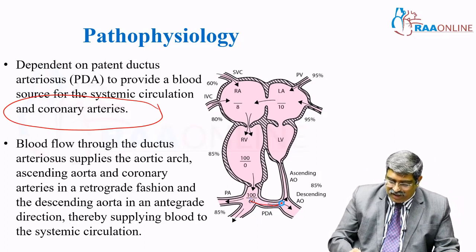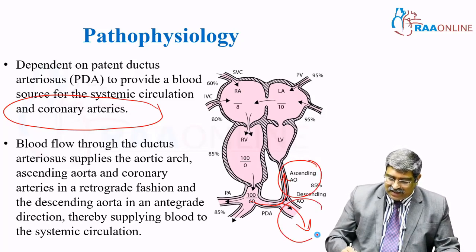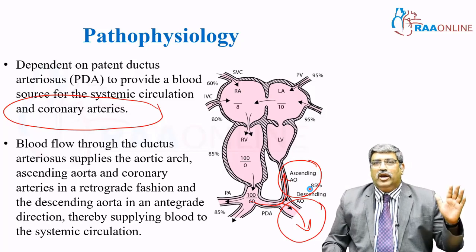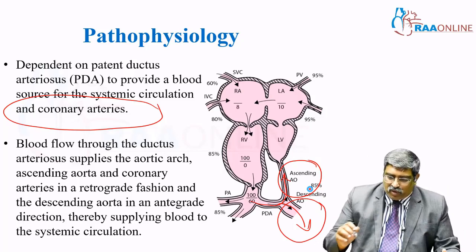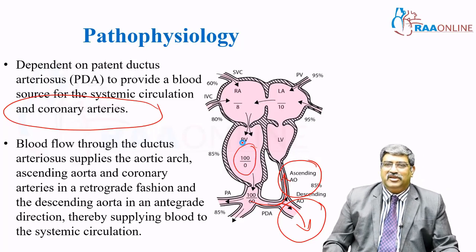Here from the PDA, it goes retrograde as well as antegrade. Retrograde, it supplies the cerebral and coronaries, and antegrade, it supplies the lower part of the body. If you look at the pressure, the right ventricle pressure is around 100/0.